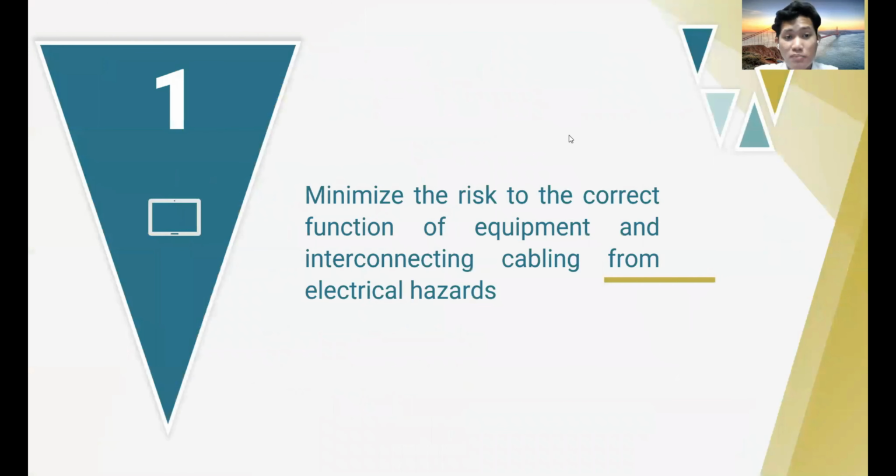Firstly, the importance of EMC regulation in commercial buildings is to minimize the risk to the correct function of equipment and interconnected cabling from electrical hazard. In a commercial building environment, the physical separation of high and low current cables is very important for EMC, particularly if low current cables are not shielded or the shielding is not connected to the exposed conductive parts.